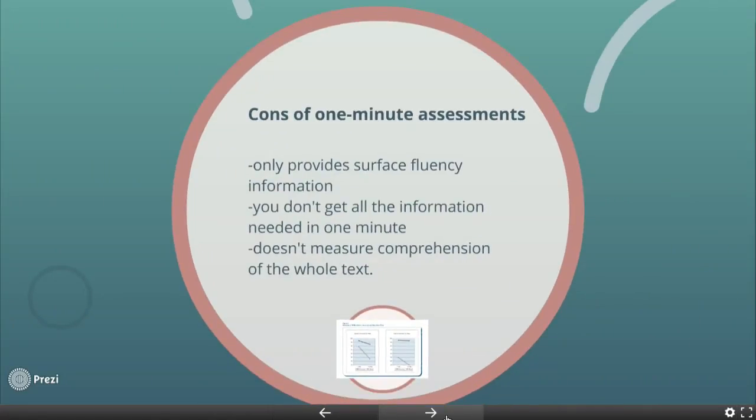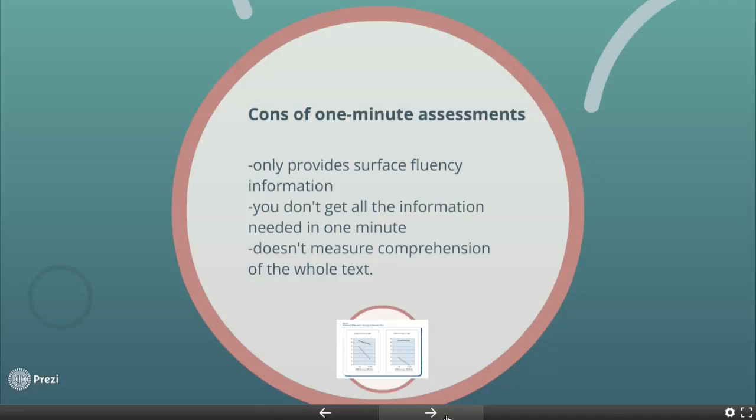So some of the cons of a 1-minute assessment is that it may not show how a student can read over a longer period of time. Their focus and attention is all for that 1 minute, but over time they may not have the endurance to continue at that speed. You don't get all the information needed in that 1 minute, and it doesn't measure the comprehension of the whole text.